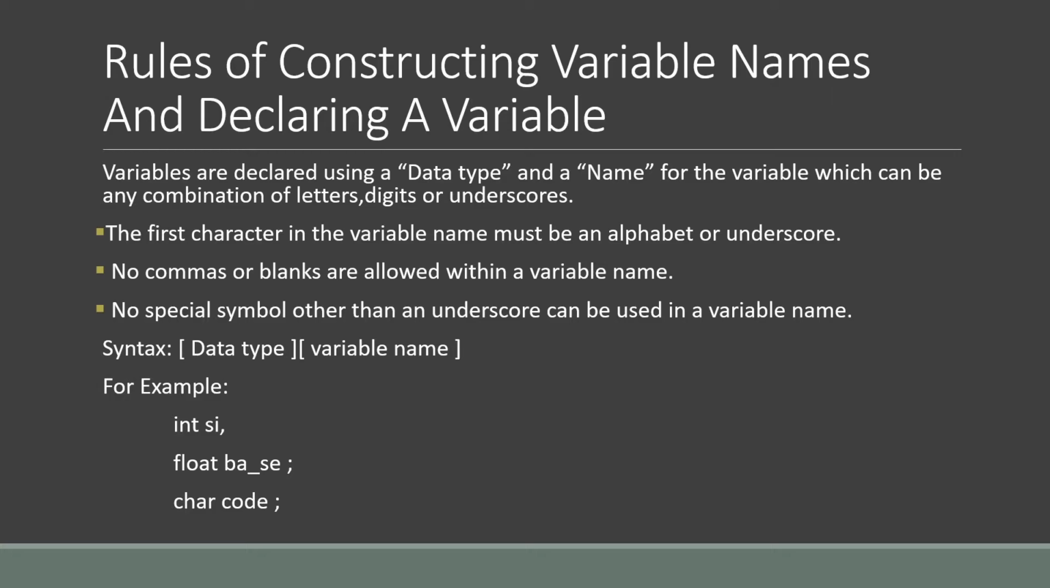Variables are declared using a data type and a name for the variable, which can be any combination of letters, digits, and underscores. The first character in the variable name must be an alphabet or underscore. No commas or blanks are allowed within a variable name. No special symbol other than an underscore can be used in a variable name. This is the syntax to declare a variable name. The data type, as usual, comes as a prefix to the variable name. These are quite a few examples of how to declare variables.